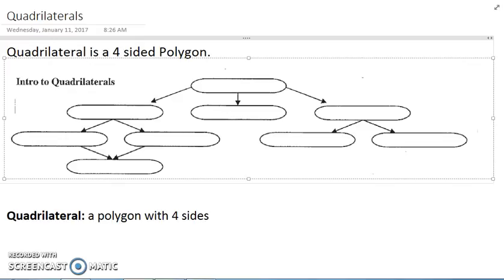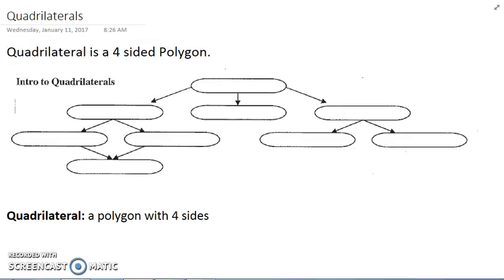So first thing we should do is let's look at quadrilaterals, and you should know that a quadrilateral from our last unit, or our last little part of this unit, is a four-sided polygon. So let's look at this flowchart. The flowchart here is going to be all different types of quadrilaterals. So the first thing we would expect is to have quadrilaterals at the top.